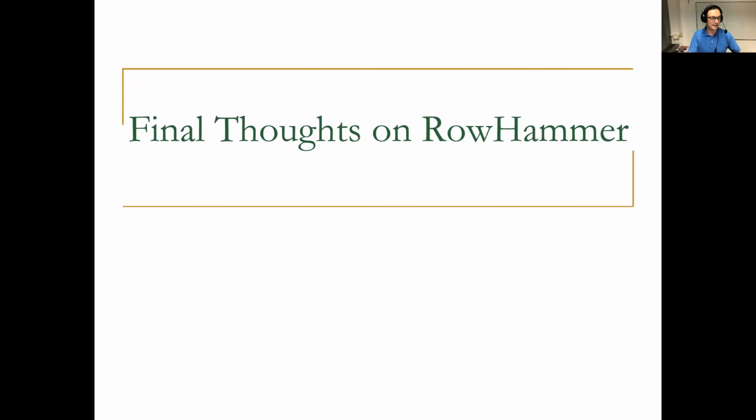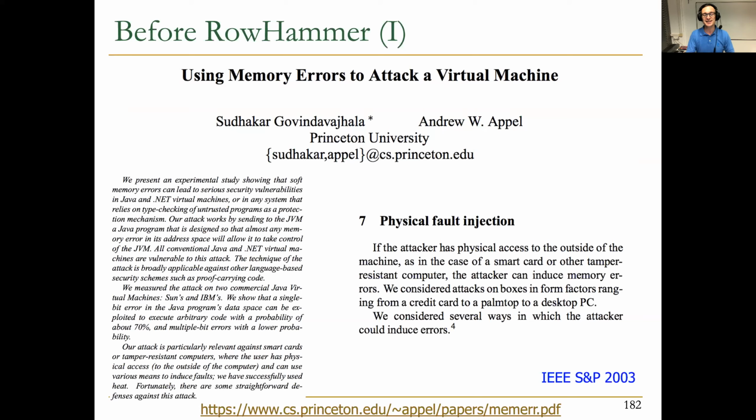Now, let me give you my final thoughts on RowHammer, and then we will conclude. Basically, this is a beautiful paper from IEEE Security and Privacy in 2003. This is 11 years before RowHammer. These folks from Princeton University showed that you can induce bit flips in existing systems by physically increasing the temperature in the DRAM. And you can take advantage of these bit flips to take over the Java virtual machine or the .NET virtual machine using very clever security attacks, let's say. I'm not going to talk about these security attacks, but you can read the paper.